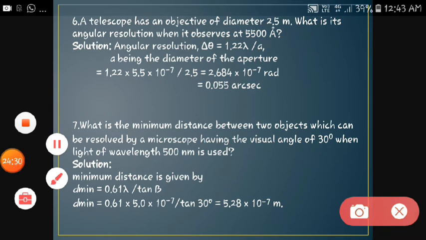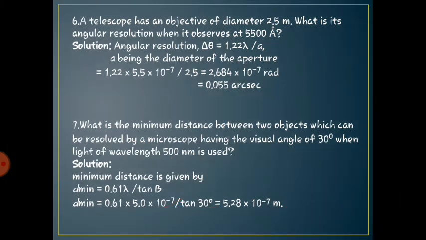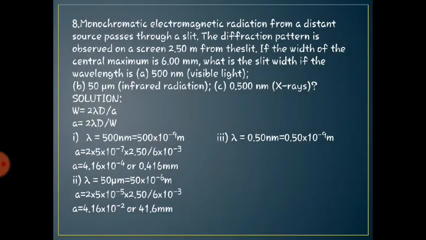By substituting values, 0.61 will be as it is. Lambda is nothing but 500 nanometer, which has to be converted into meter, so that will be 500 into 10 raised to minus 9, or 5.0 into 10 raised to minus 7, divided by tan of 30. By substituting values, I am getting this. Very easy. I hope you got this. Okay, so let's move towards the next one. I guess only two are remaining.